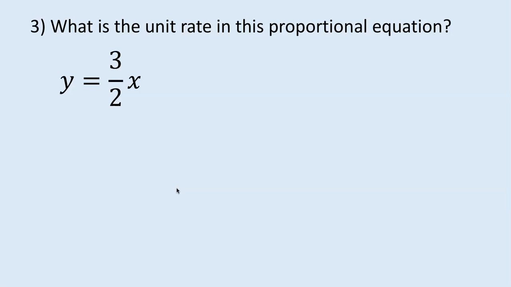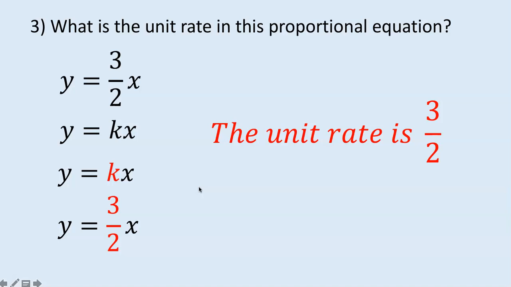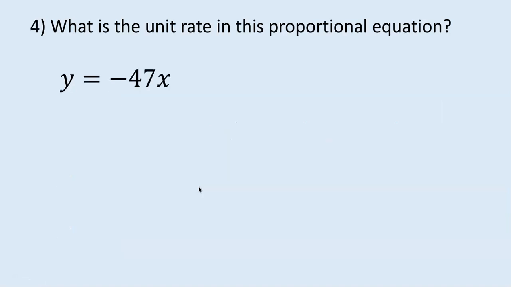Number 3, what is the unit rate in this proportional equation? So in this example, the k value is 3/2. The 3/2 is the number that is being multiplied by the x. The number that is being multiplied by x is called the coefficient. So really, the unit rate is the coefficient of x, the number being multiplied by x. So the unit rate here is 3/2.